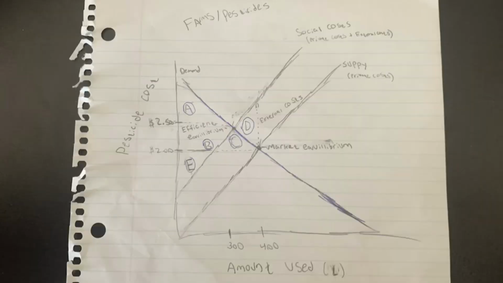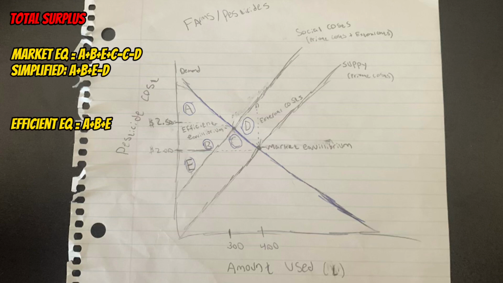And as you can see, if I label this graph, you can see the market equilibrium. Above that is the social costs, which takes into account the costs that it has on the people, the negative costs. And those are really the two most important lines. The demand here is not too important, but if we look at the total surplus of the efficient equilibrium and the total surplus of the market equilibrium, which I'll show there.